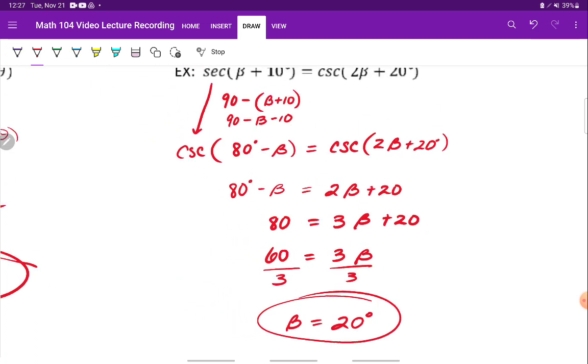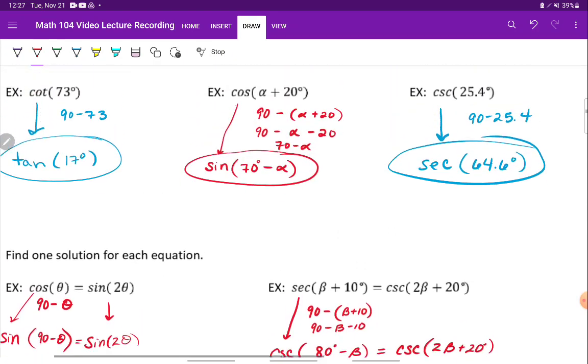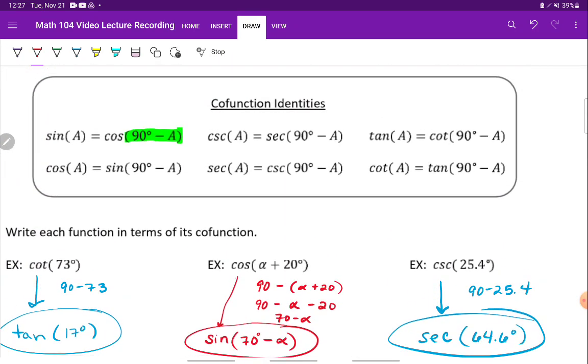The key thing to remember here is that we can rewrite a function as its cofunction as long as we change the argument to the complement.